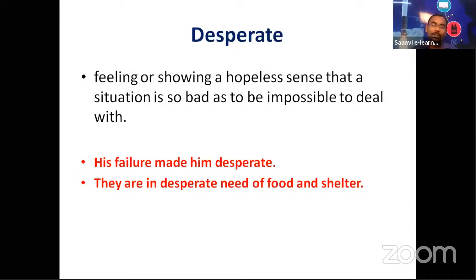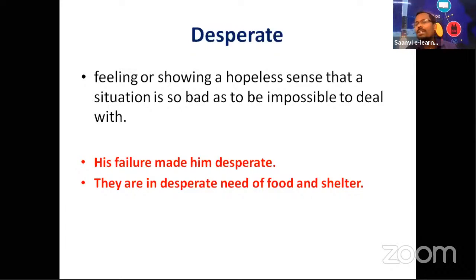Desperate. Here you have another good word, desperate. Feeling or showing a hopeless sense. So the situation is not good. It is a hopeless situation. A hopeless sense that a situation is so bad as to be impossible to deal with. So the situation is a little bit hopeless.